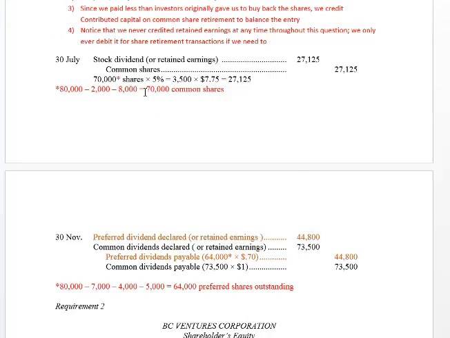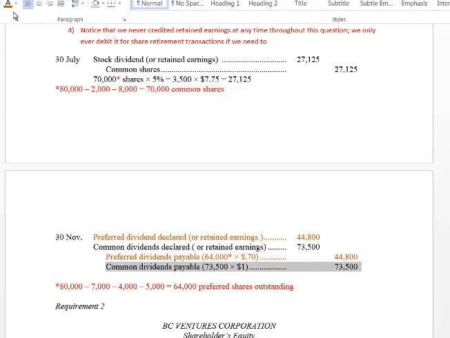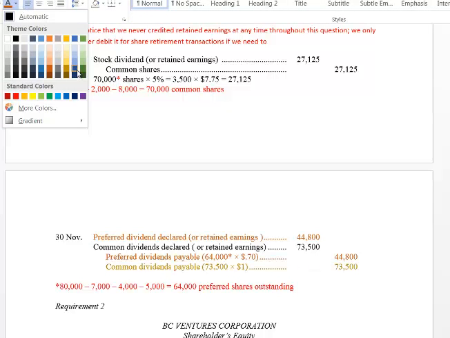But don't forget, we already calculated up here that we had 70,000 common shares on July the 30th, and on July the 30th we issued an additional 3,500 to satisfy the share dividend requirement. So now we have 73,500 common shares, each of which are going to get a $1 per share dividend. So if we go here now, we can see that we would credit our dividend payable.